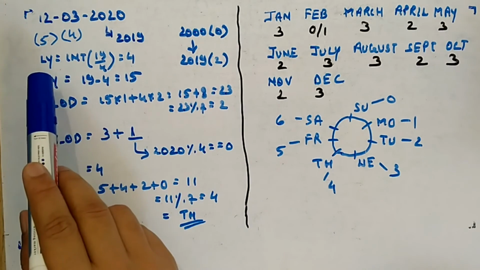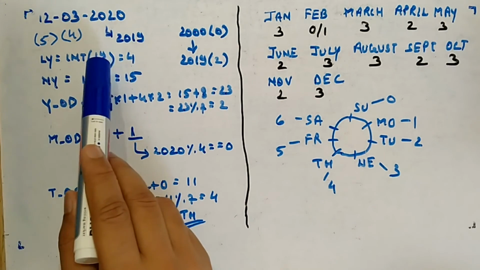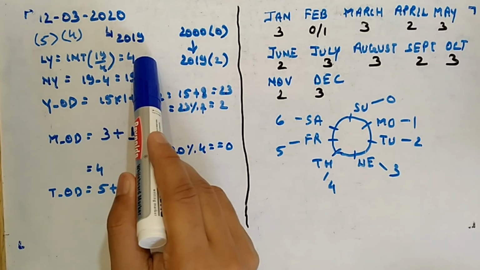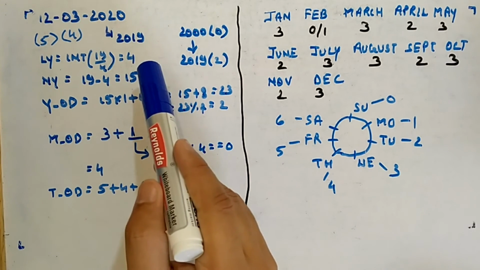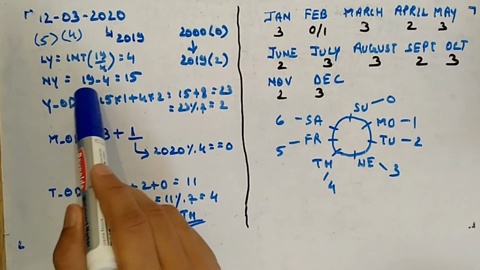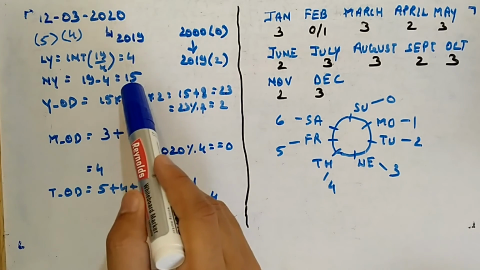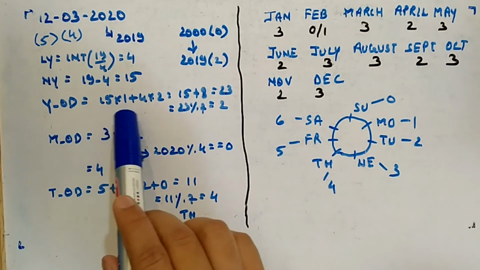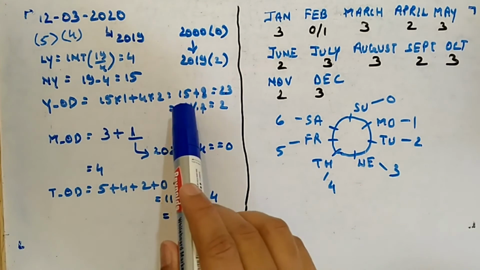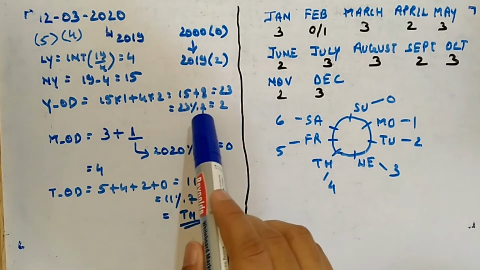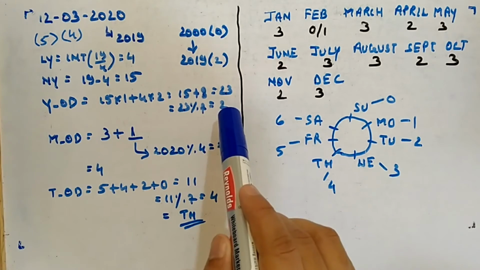How? Leap year will be the integer of 19 divided by 4, that will give you 4, because 4 into 4 is 16, so that is the closest. So 4, and normal year will be 19 minus 4, the remaining ones, which will be 15. So year odd day will be 15 into 1 plus 4 into 2, that will give 15 plus 8, this will be 23. So 23 modulo 7, if you do, you get 2 odd days, that's how you are getting this 2.